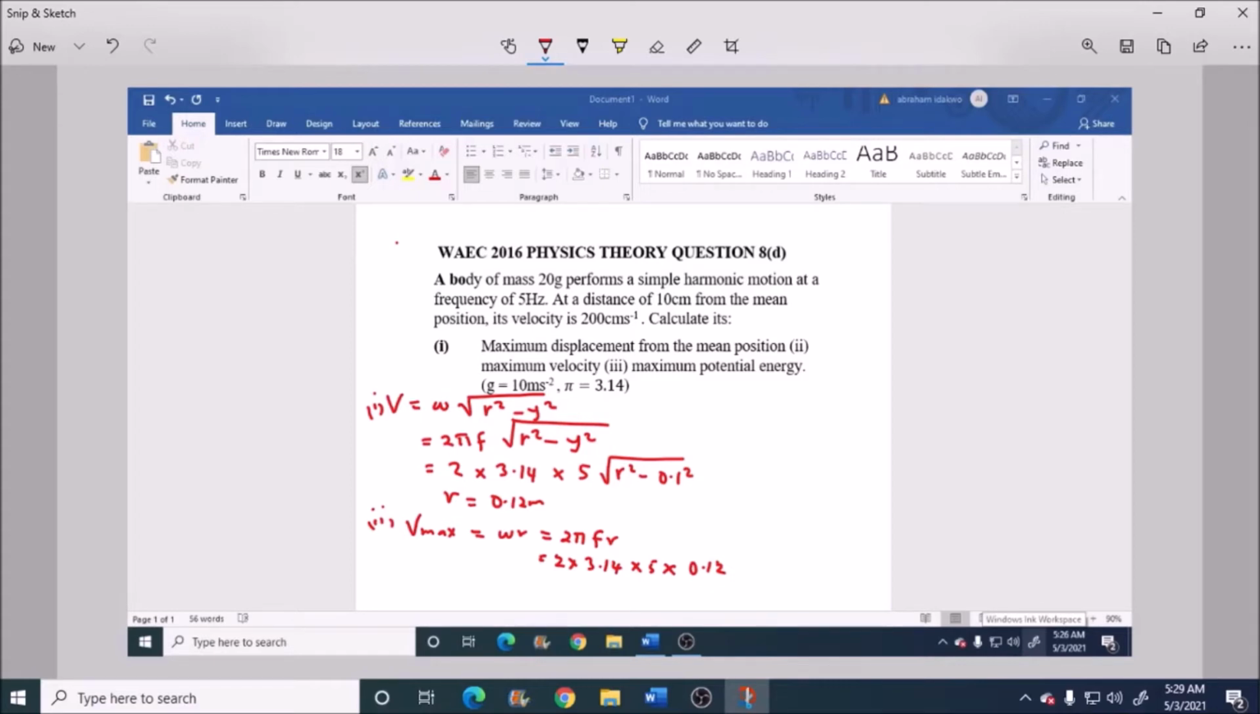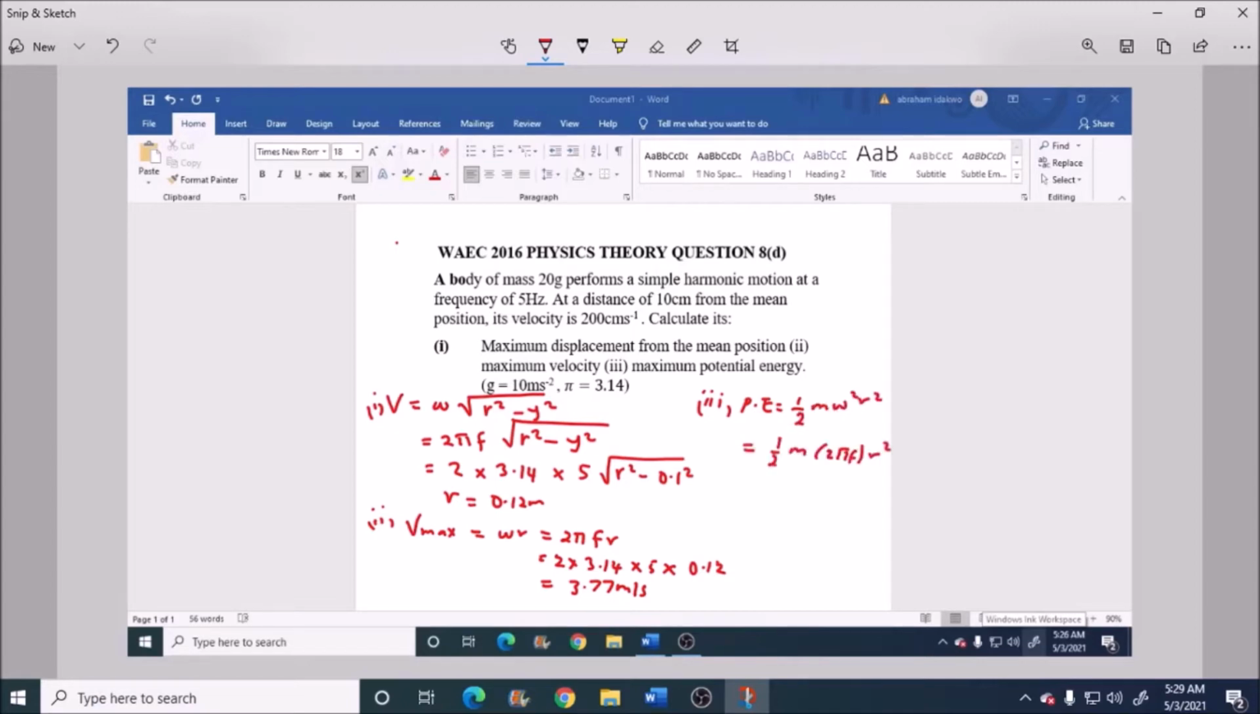And finally the maximum potential energy, which is potential energy, is given as 1/2 m angular velocity squared r squared. This is equal to 1/2 m (2 pi f) then r squared.